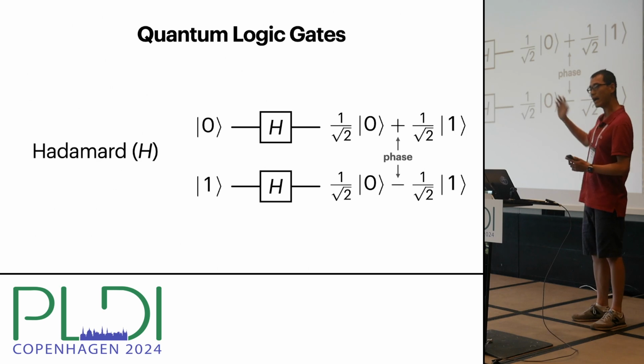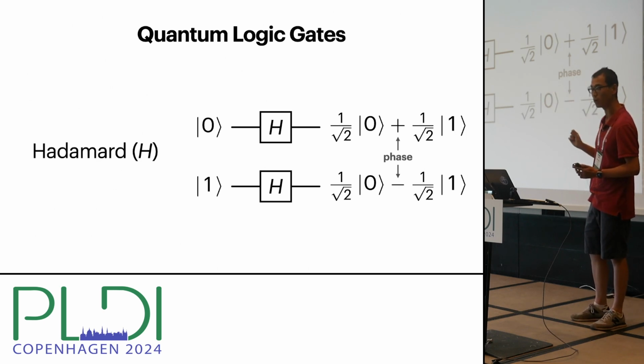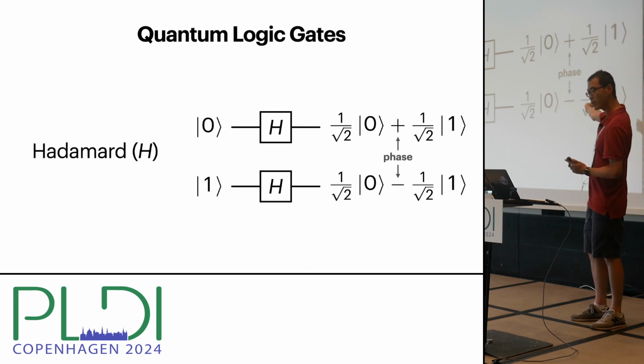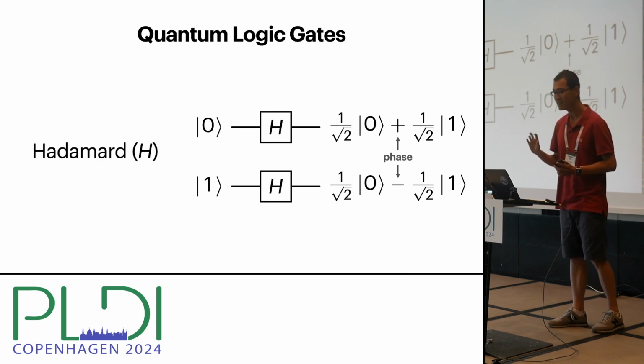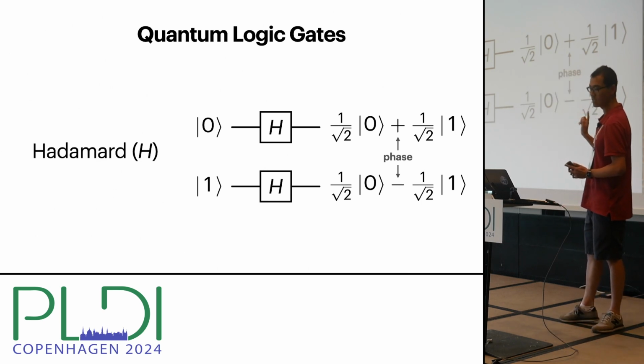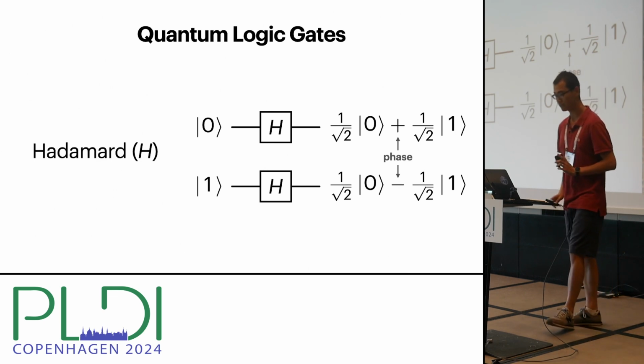For example, this Hadamard gate will take a 0 qubit and produce a superposition of 0 and 1. It will take a 1 qubit and also produce another superposition of 0 and 1 with a sign difference. That's right, the coefficients in these states can in fact be signed. And in this case, we'll call that sign difference a phase.